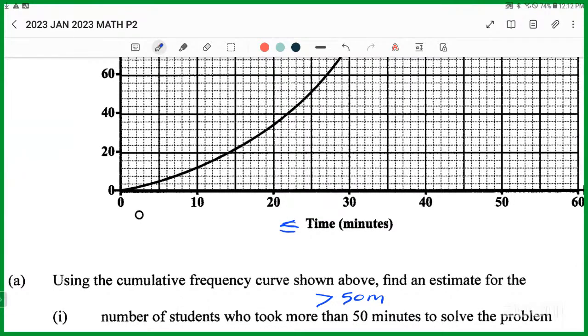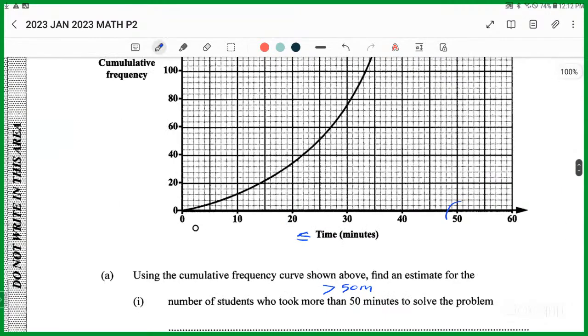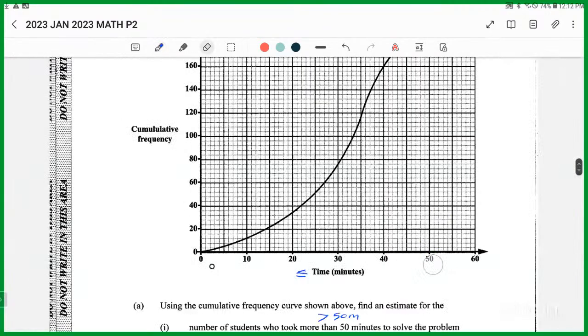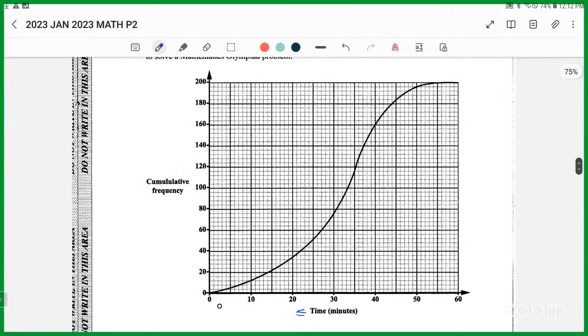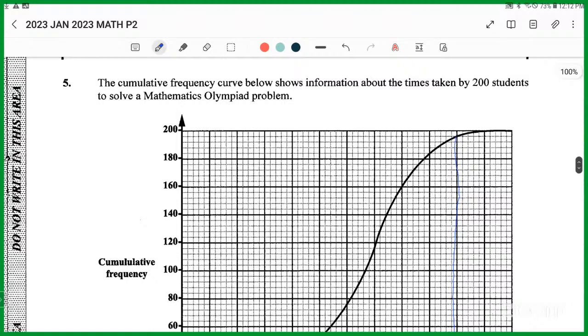So come out here and find 50, the 50 mark here, and lead it up on the graph, and you're going to see how many students took less than or equal to 50. The rest of them took more. If you come right up to here, right up to there, reach across, right across to here.